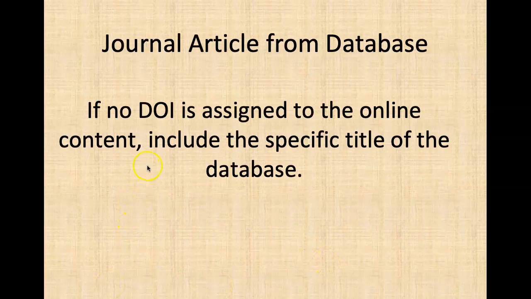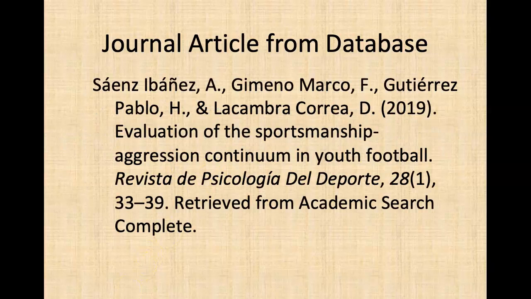If there's no DOI, then you include the specific title of the database. So this isn't double spaced because of space constraints, but you would have retrieved from Academic Search Complete. So that is it. What I'm going to talk about in the next video will be on Google Scholar.